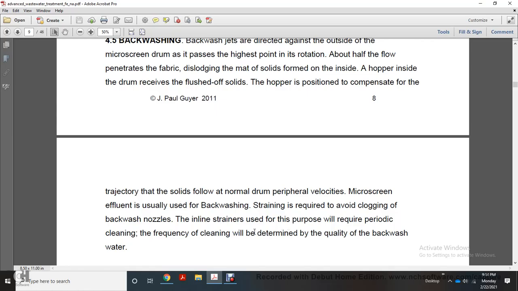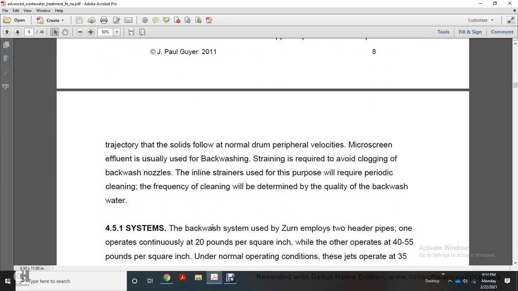Microscreen effluent is usually used for backwashing. Strainers are required to avoid clogging of the backwash nozzles. Inline strainers used for this purpose will require periodic cleaning. The frequency of cleaning will be determined by the quality of the backwash water.